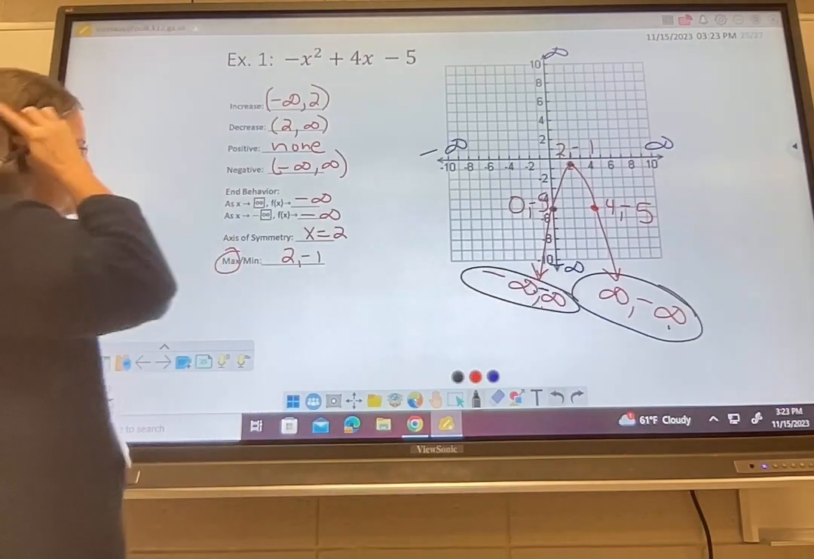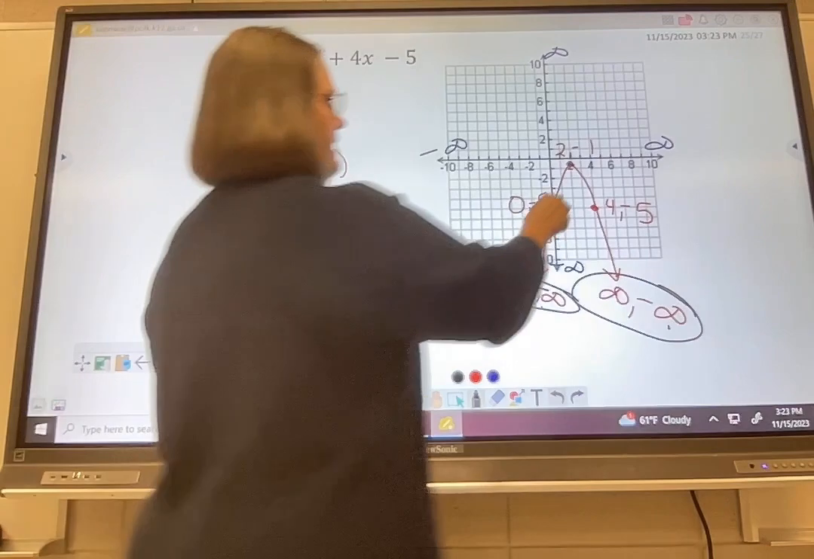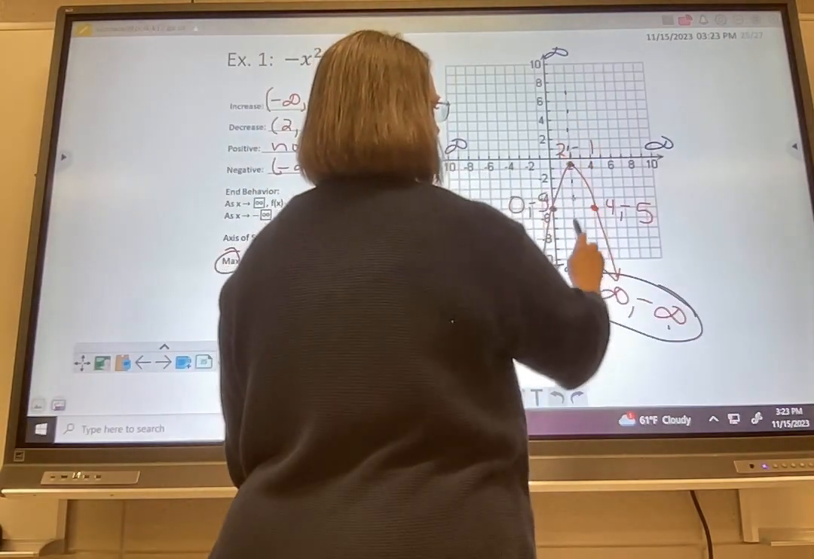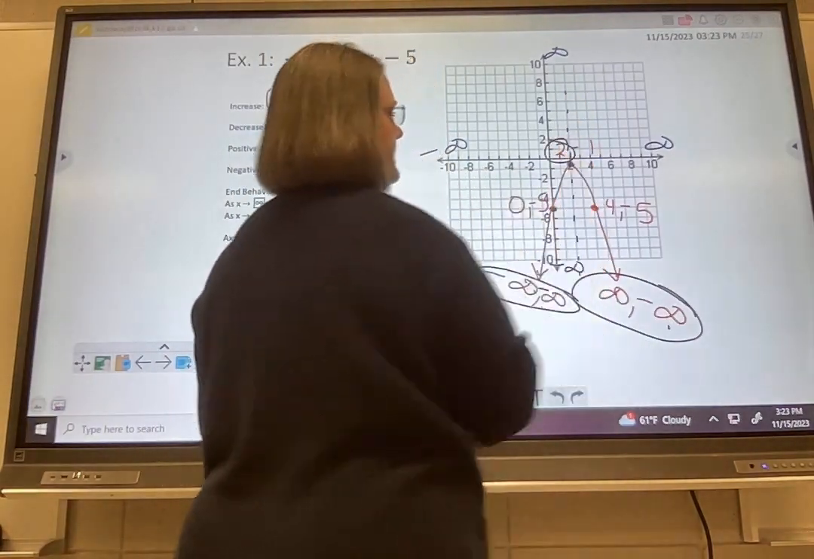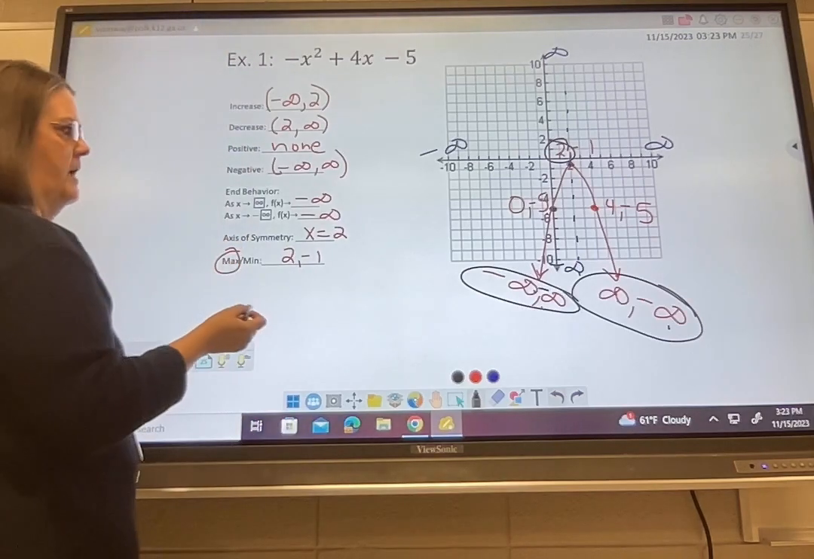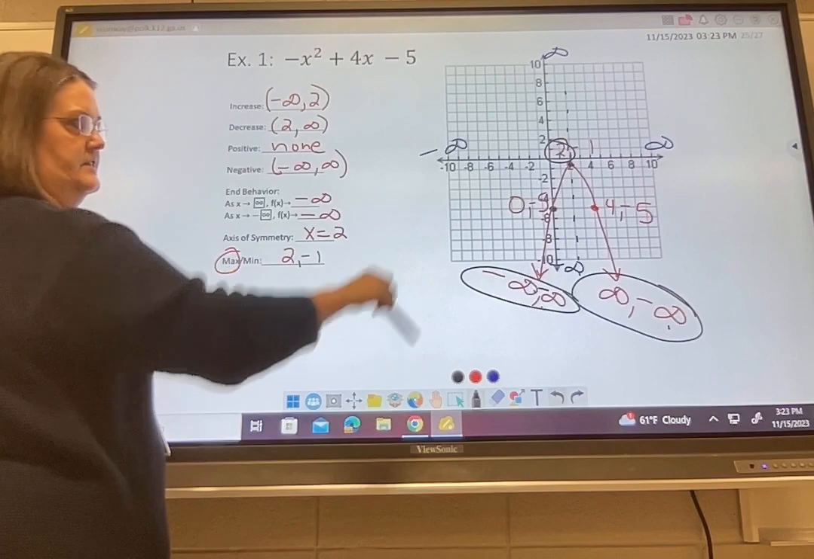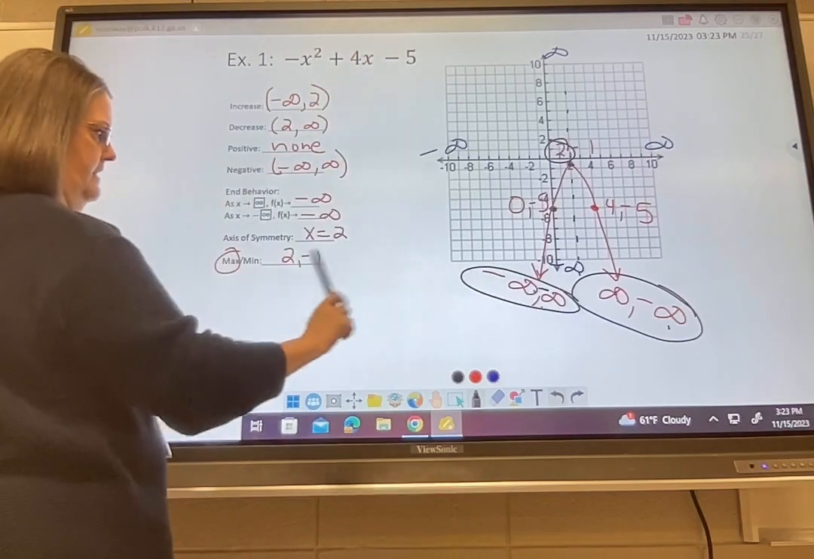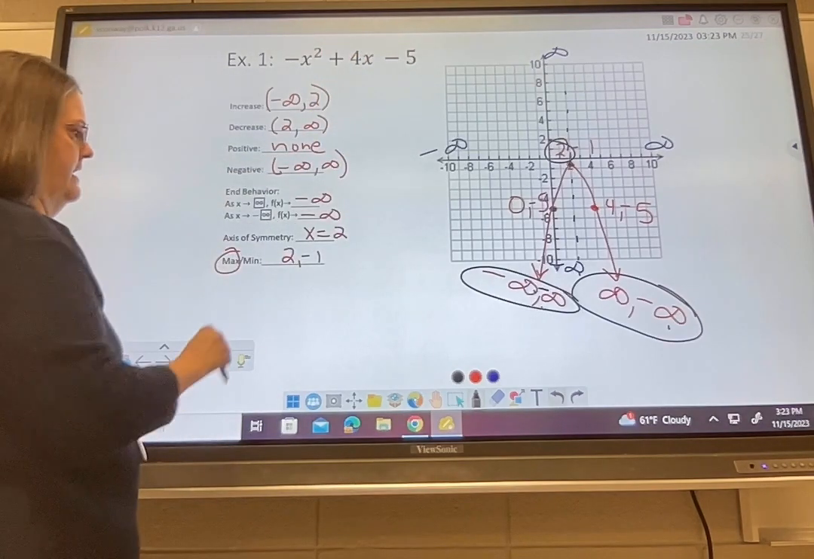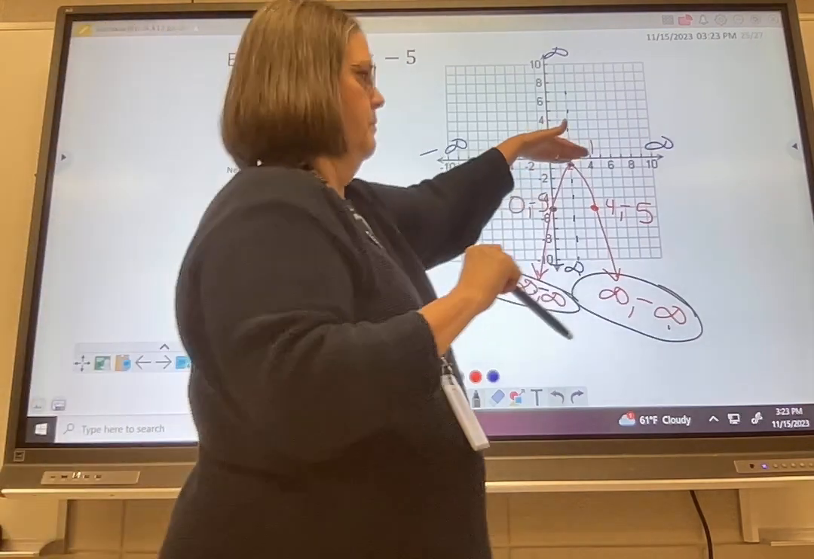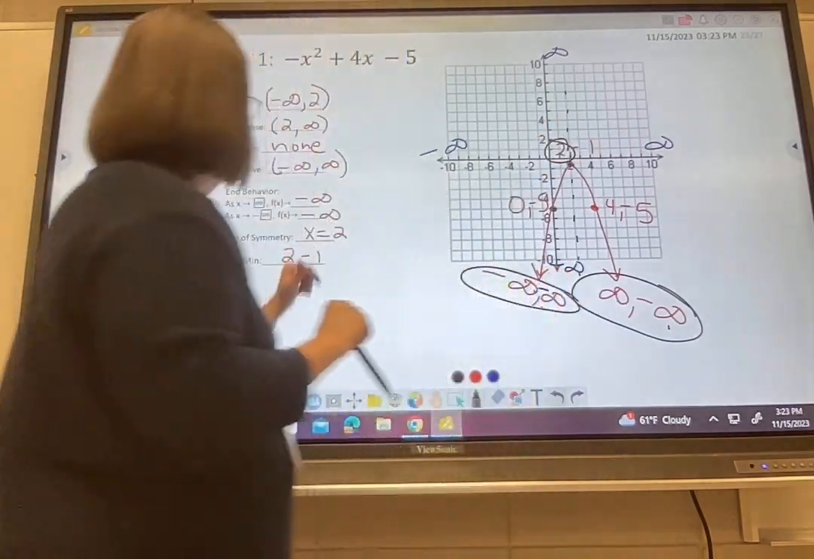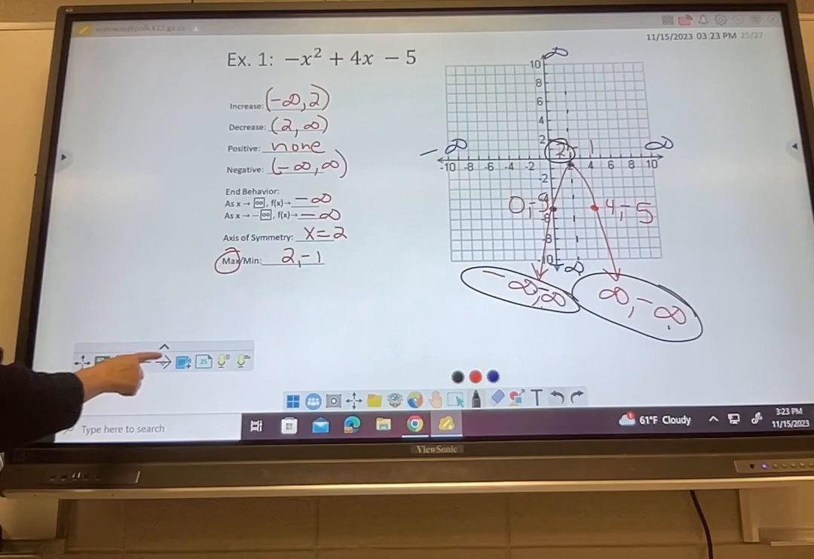My axis of symmetry, y'all, that's a line right down. It's right there on the vertex. See that? The vertex is (2, -1). You label it with x. So it's the vertical line x equals 2. And I just sketched it as a dashed line. And that is a maximum point because it's the highest point of the graph. So (2, -1) is a maximum point.